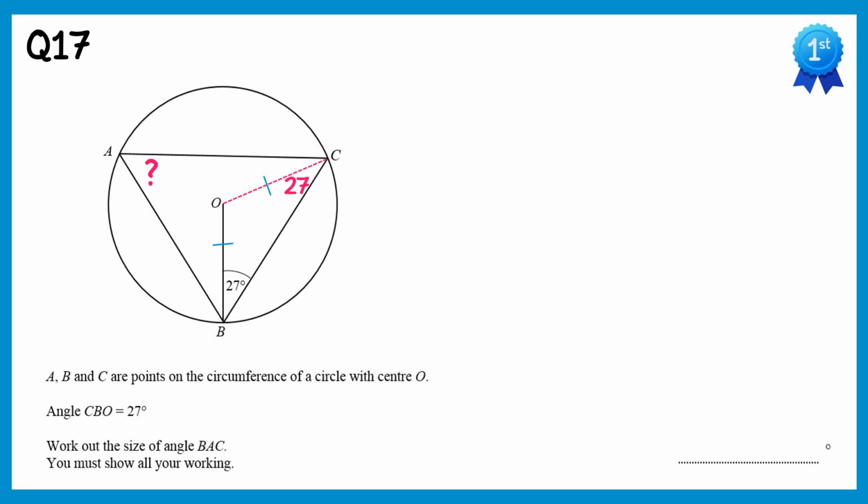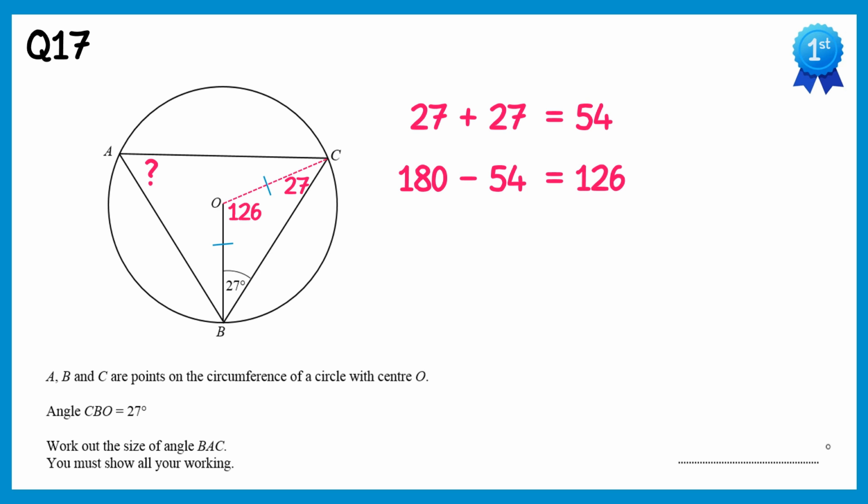To work out the angle in the middle, BOC, we can do 27 add 27, which is 54, then take this from 180 to get 126. You then need to know a circle theorem, which says the angle at the centre is twice the angle at the circumference. This means the angle 126 at the centre is twice the angle we need to find. So if we do 126 divided by 2, we'll get 63, which is the answer to the question.